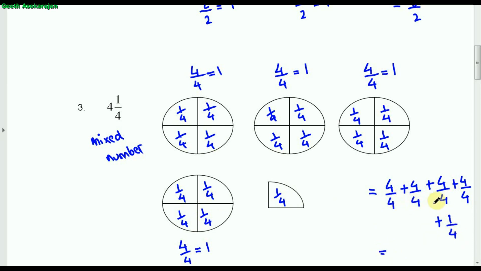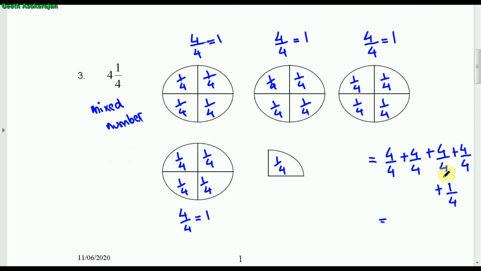So the denominator terms are the same, so we can only add fractions, or subtract fractions for that matter, when the denominator terms are the same. So when we add the numerators, 4 plus 4 is 8, 8 plus 4 is 12, 12 plus 4 is 16, 16 plus 1 is 17, and it's 17/4.